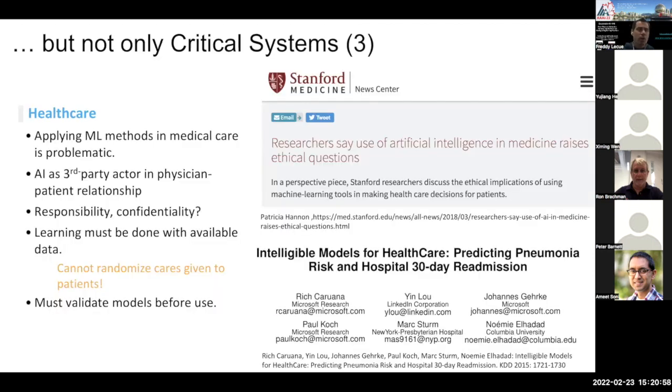And then also, obviously, healthcare. So applying machine learning methods in medical care is problematic because of those particular dimensions. So AI should play as a third-party actor in the physician-patient relationship, and at the end, you always have the physicians and patients relations, and the AI should be used for helping the conversation.